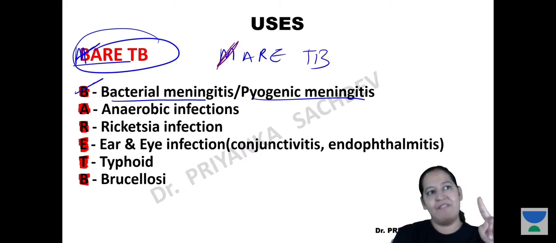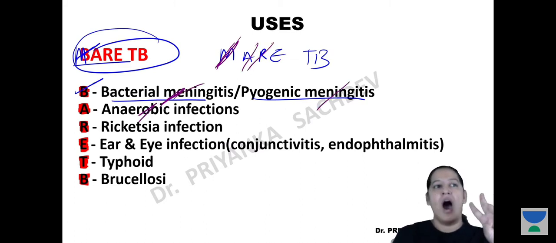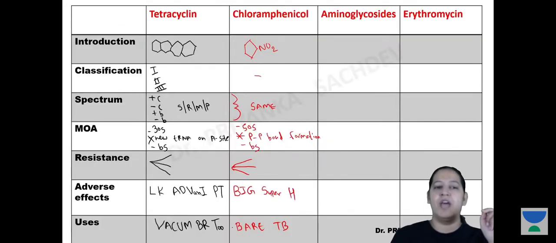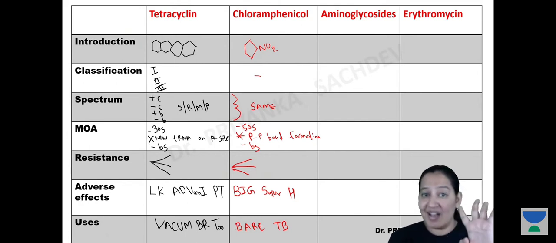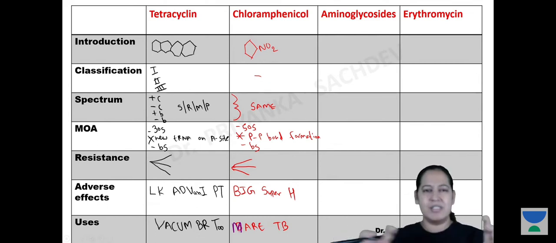With Mayor, M will remind me of meningitis. So it is bacterial meningitis or pyogenic meningitis. A for anaerobic infection. R for rickettsia. E for ear and eye infection. T for typhoid and B for brucellosis. So, Mayor TB. The B for bacterial meningitis won't come to mind; you will think of brucella, bordetella. So make it M. M will surely remind you of meningitis. So Mayor TB. It's your wish, whatever you are using.